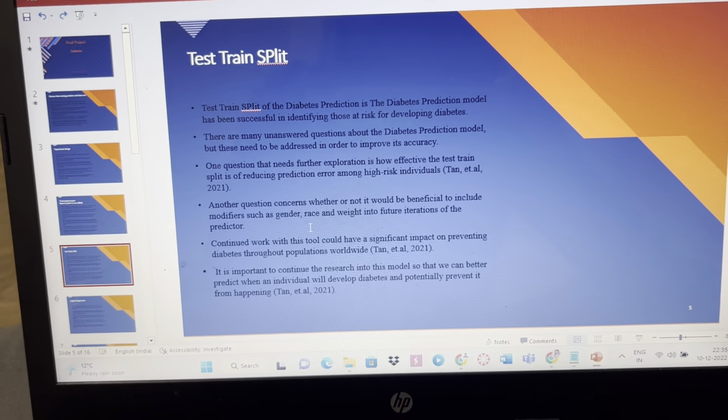There are many unanswered questions about the diabetes prediction model that need to be addressed in order to improve its accuracy. One question that needs further exploration is how effective the test train split is at reducing prediction error among high risk individuals. With continued work, this tool could have a significant impact on preventing diabetes throughout populations worldwide. It is important to continue research into this model so that we can better predict when an individual will develop diabetes and potentially prevent it from happening.